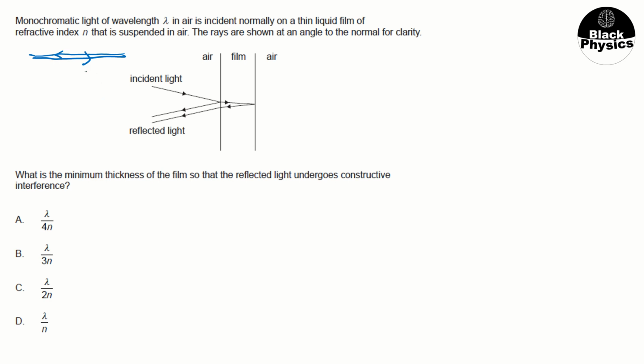But we can't draw it like that. It won't be clear for you. So they draw it with an angle. So the angle on this value is all clear. This diagram is all clear. What is the minimum thickness?